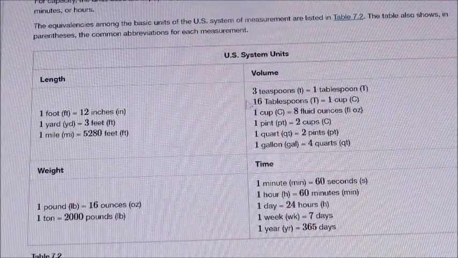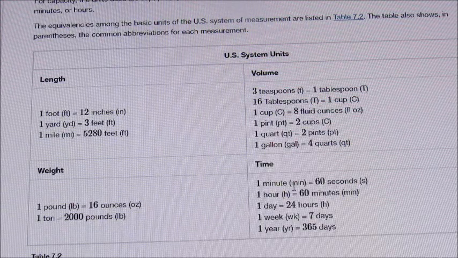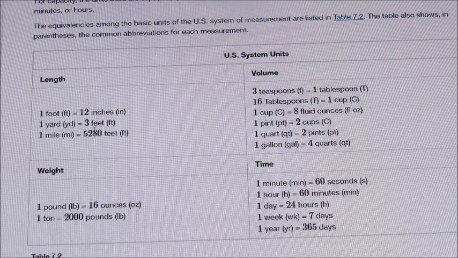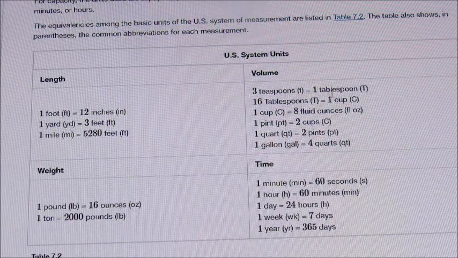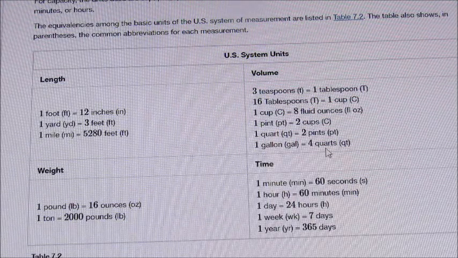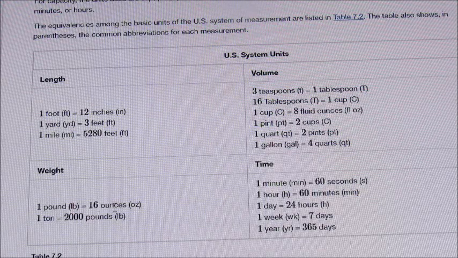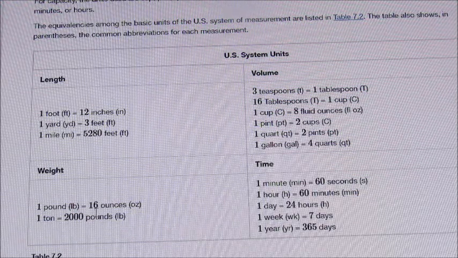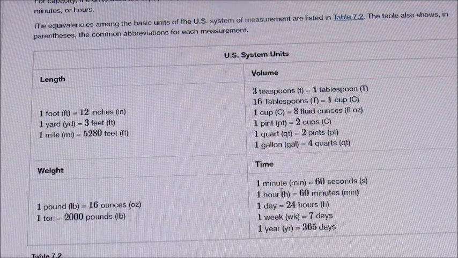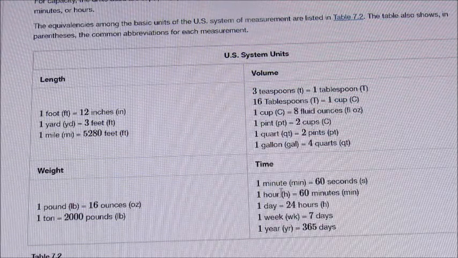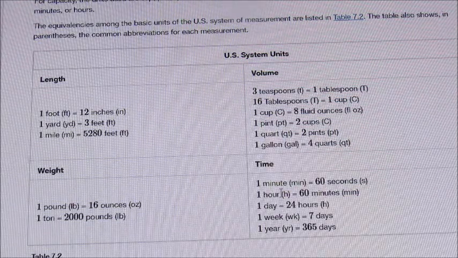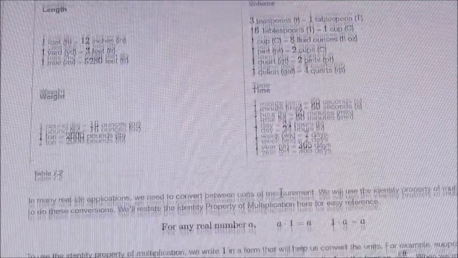measurements. We have length, we have volume, we have weight, and we have time. So we need to know these. We need to know that 1 foot equals 12 inches, 1 yard equals 3 feet, 3 teaspoons equals 1 tablespoon, 1 pint equals 2 cups, 1 gallon equals 4 quarts, 1 pound equals 16 ounces, 1 ton equals 2,000 pounds, and then 1 minute is 60 seconds, and so forth. So you need to know all of those, or you need to have all these. I suggest writing these down and putting them in your notes so that you can use them.